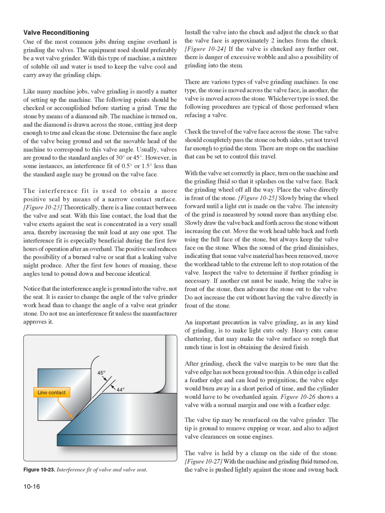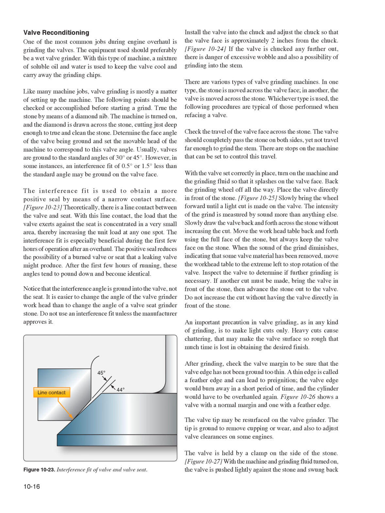With the valve set correctly in place, turn on the machine and the grinding fluid so that it splashes on the valve face. Back the grinding wheel off all the way. Place the valve directly in front of the stone. Figure 10:25, slowly bring the wheel forward until a light cut is made on the valve.